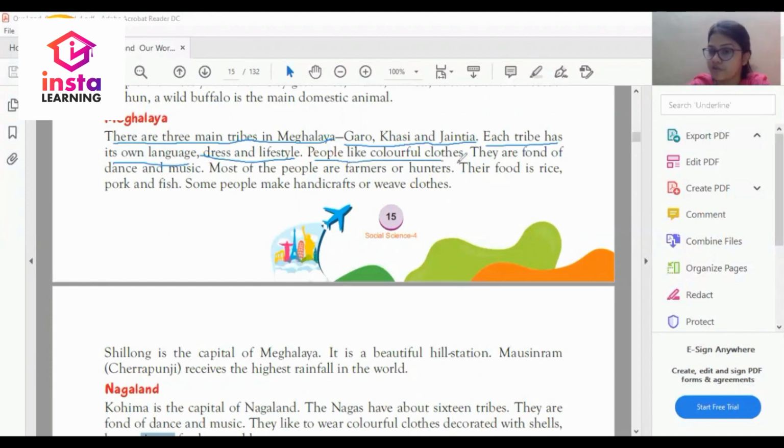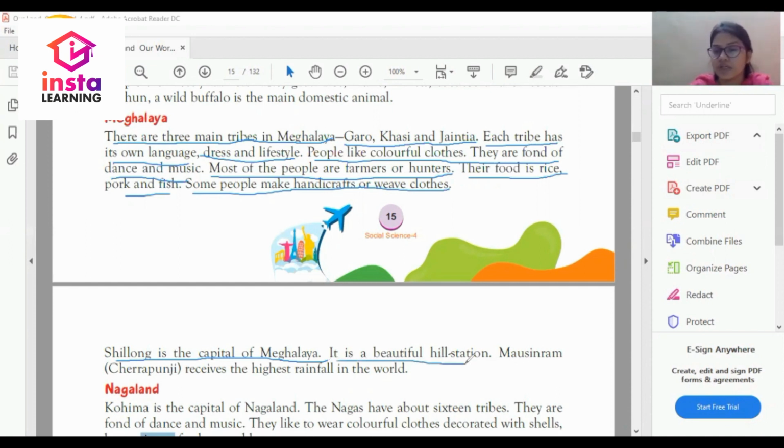People like colorful clothes. They are fond of dance and music. Most of the people are farmers or hunters here. Their food is rice, oats, and fish. Some people make handicrafts or weave cloth here. Shillong is the capital of Meghalaya. This is again a very important question: what is the capital of Meghalaya? The answer is Shillong.